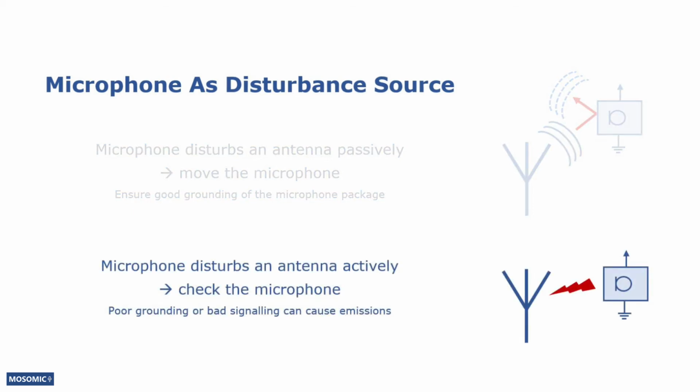If a microphone disturbs an antenna by emitting disturbances, the microphone design and quality should be checked. The problem may be caused by poor grounding. This can be caused by either a bad microphone or bad grounding of the microphone in the device. The problem in the microphone that causes disturbance emissions can be, for example, bad signaling in the microphone. To be precise, too fast rise and/or fall times of digital signals.